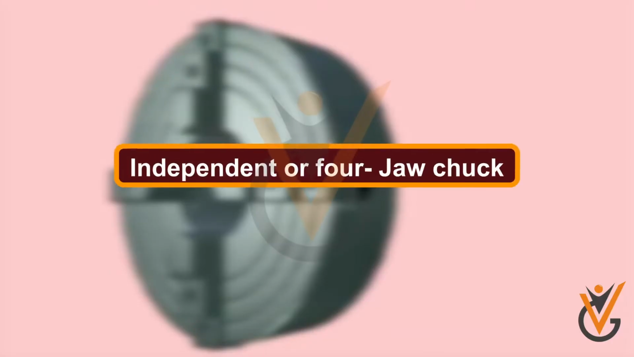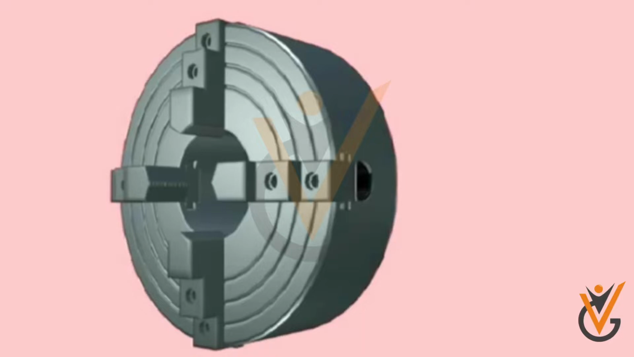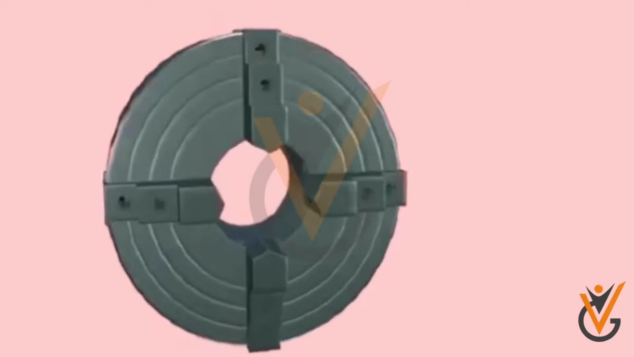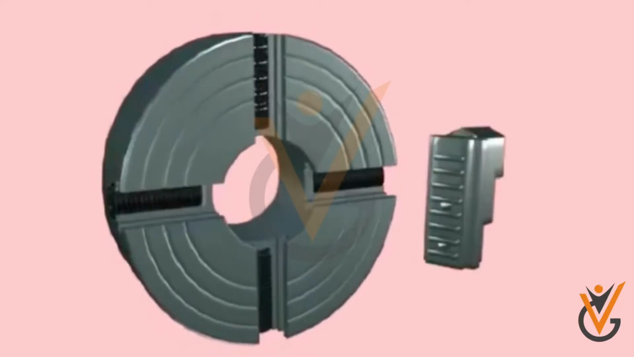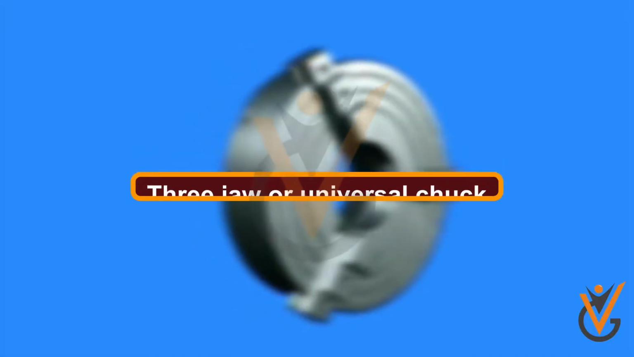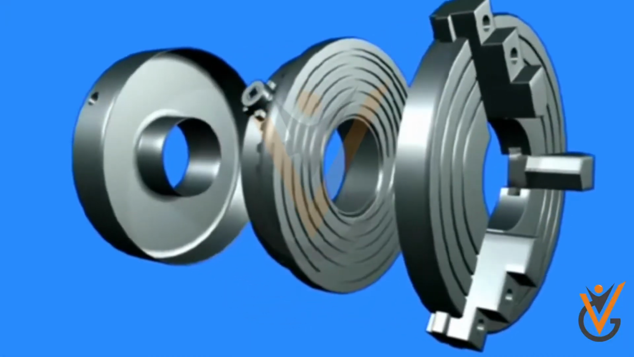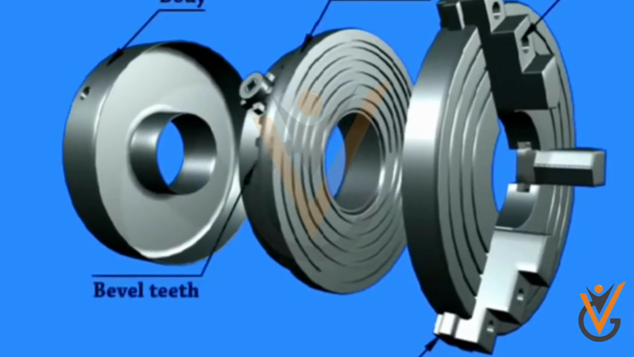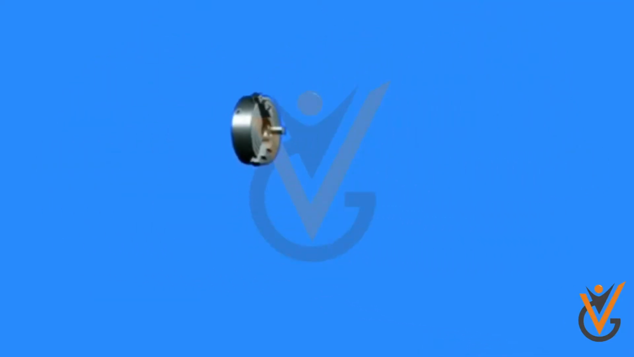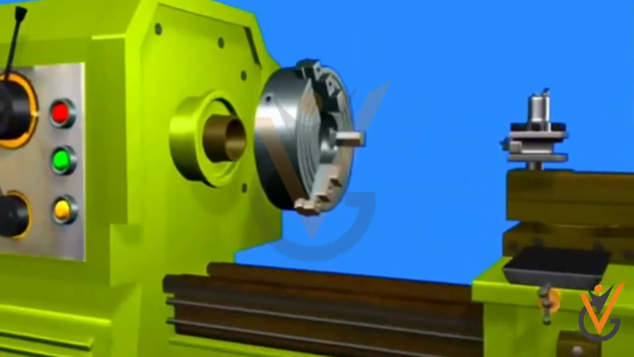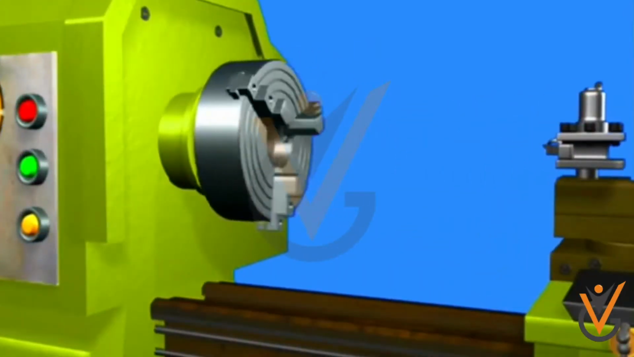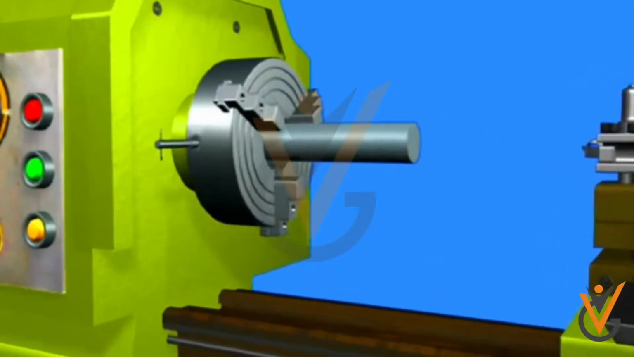Independent 4-jaw chuck. It is used for irregular shapes, rough castings of square or octagonal shape, and in such jobs where a hole is to be positioned off the center. It consists of 4 jaws and each jaw is independently actuated and adjusted by a key for holding the job. 3-jaw or universal chuck. It consists of 3 jaws that move simultaneously by turning a key, and the workpiece automatically remains in the center of the chuck opening. It is used for holding a round, hexagonal bar or other symmetric work.